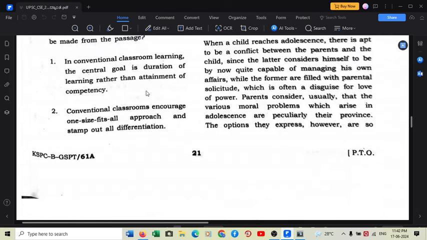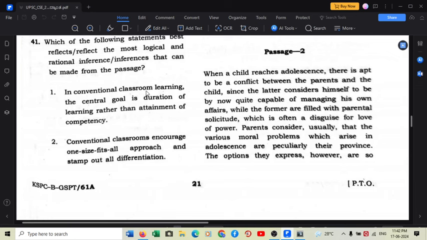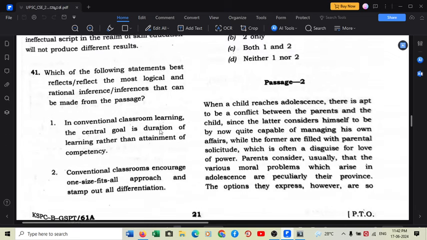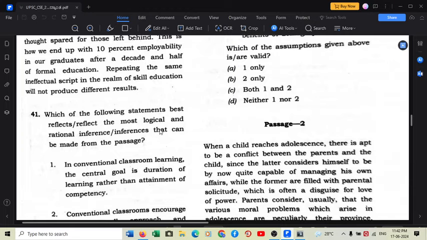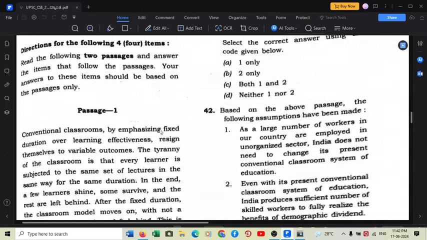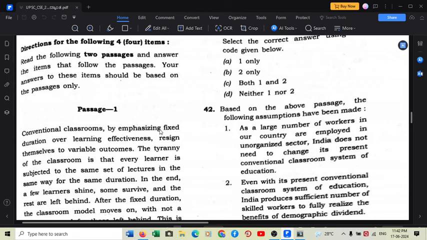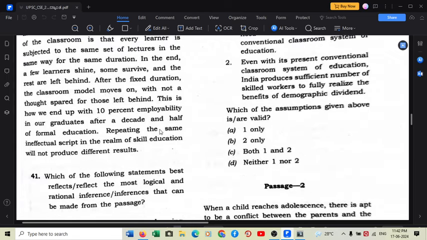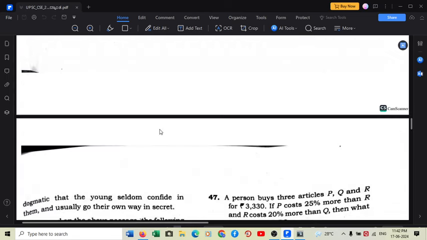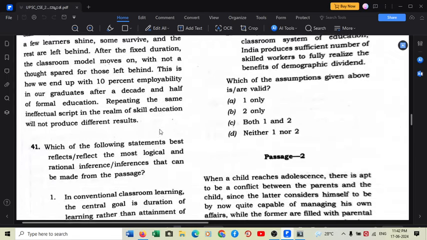So let us see statement 1. In conventional classroom learning, the central goal is duration of learning rather than attainment of competency. So this seems okay. Definitely, in conventional classrooms, the goal is duration of teaching rather than attainment of competency. So let us have a look at what the author is asking. The author is asking about the correct inferences, right?